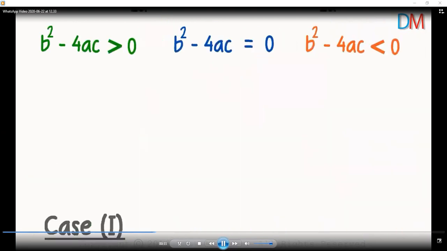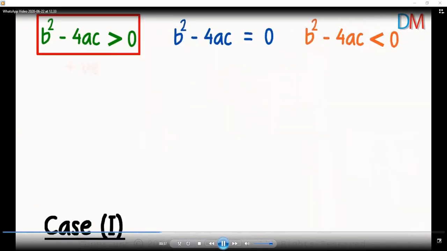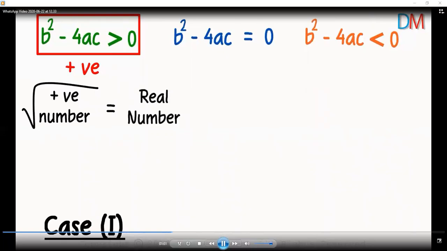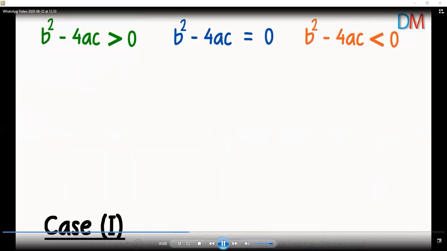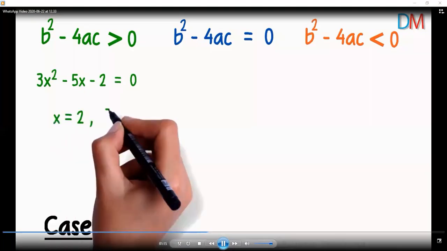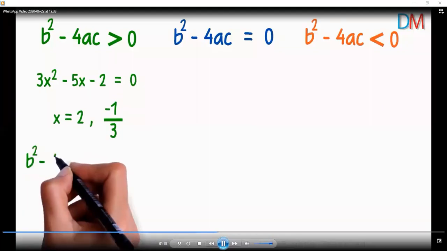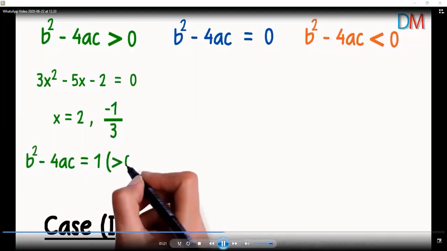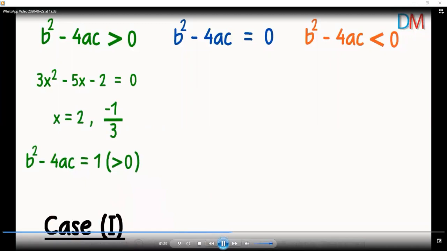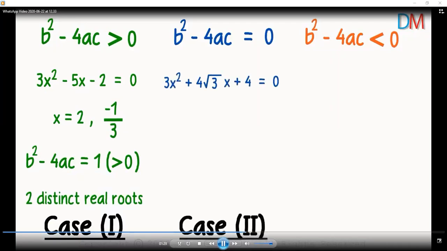What happens in the first case? As the value is positive, the square root of the value will result in a real number. And it means that both the roots will be real, and they will be distinct too. Take this quadratic equation for instance. We've solved for the roots and got the answer as 2 or negative 1 over 3. Here the value of b squared minus 4ac is 1, which is greater than 0. And we can see that the roots are real and distinct. Now take this equation and find the value of b squared minus 4ac.